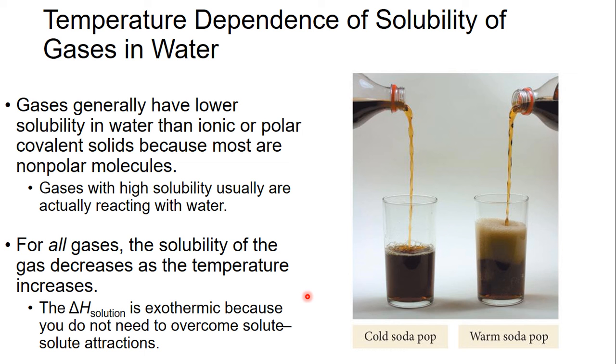When you mix a gas with water, the gases don't care what they're interacting with, so you don't have to break apart any gas-gas interactions. So delta H solution is exothermic. The hotter it is, the less likely the gas is going to want to go into solution. As shown here with your soda, when you pour cold soda, you don't get many gas bubbles. But if you pour warm soda, the gas is going to come out of solution because there's a lot of kinetic energy kicking out your gas molecules.